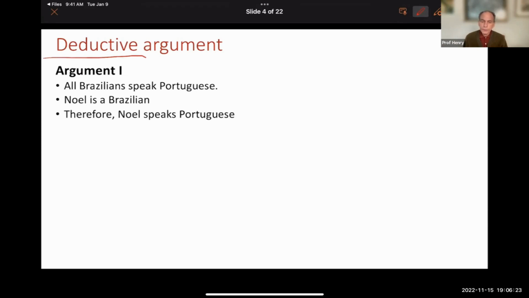I've decided to make this argument deductive. How do I know? I make a claim, Noel speaks Portuguese. And how do I back that up? Well, I know Noel is Brazilian, and I'm also going to claim that all Brazilians speak Portuguese. And if these two premises are true, this has to be true as well.